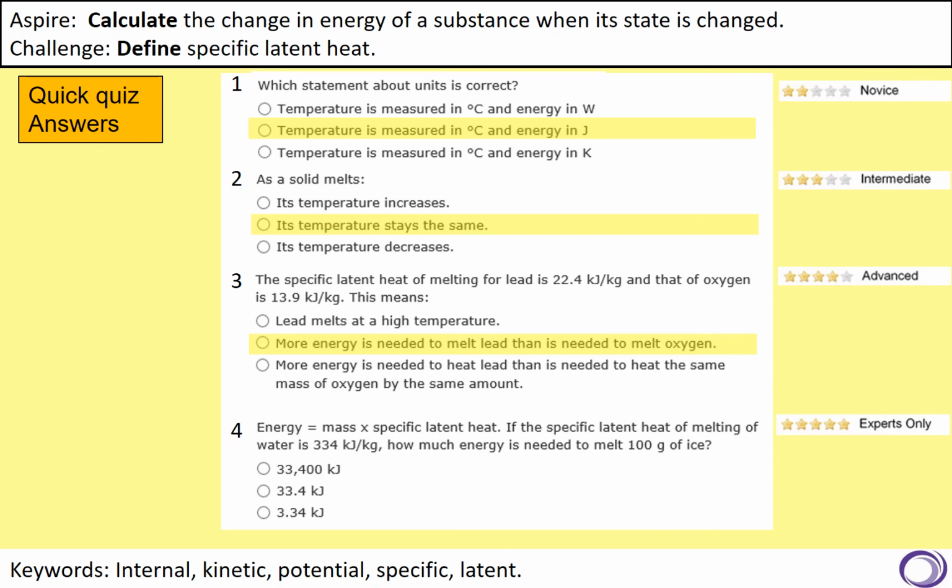And then number 4, energy equals mass times specific latent heat. If the specific latent heat of melting water is 334 kilojoules per kilogram, how much energy is needed to melt 100 grams of ice? Now look, it says 100 grams of ice. So the first thing you're going to have to do is convert that into kilograms and then use your mass times specific latent heat. So you should have got 33.4 kilojoules.